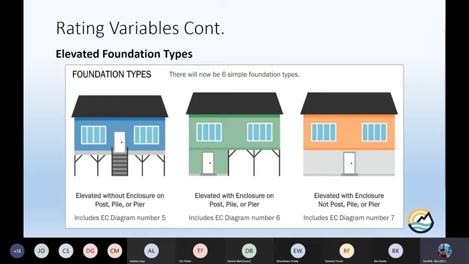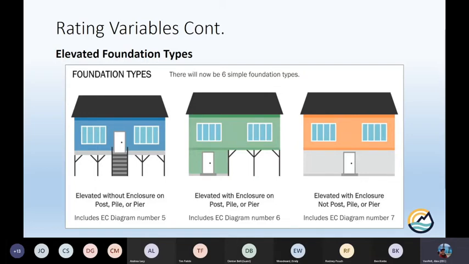Okay. The second one is going to be elevated with enclosure on post, piles, and piers. So this is where you have an area under 300 square feet that allows you access or storage, below BFE. These are the ones that are kind of more typical in coastal areas, Florida, things like that. And then the third one is going to be elevated with enclosure, but not on post, piles, and piers. So these are going to be solid foundation walls, whether they're poured concrete or again, 8 by 8 by 16 masonry blocks or something like that. This is where they're elevated with an enclosure, but they're not post, piles, and piers.